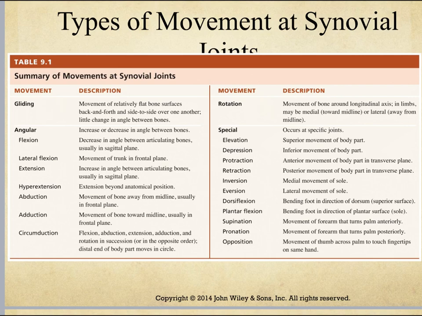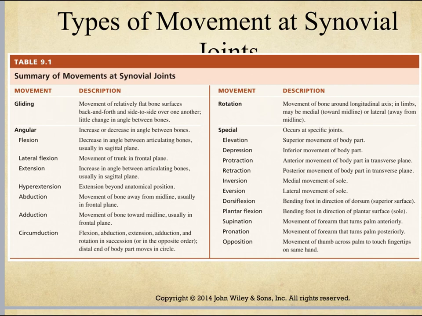Abduction is a movement of bone away from the midline. Adduction is movement of bone towards midline. If you take your hand, open your fingers, that is abduction. Now if you put your fingers together, you're adding them together, this is adduction. Circumduction, straighten out your arm, make a big circle, this is circumduction: flexion, abduction, extension, adduction, and rotation in succession. Next rotation, you can take your head and move it left and right. This is rotation around the longitudinal axis.